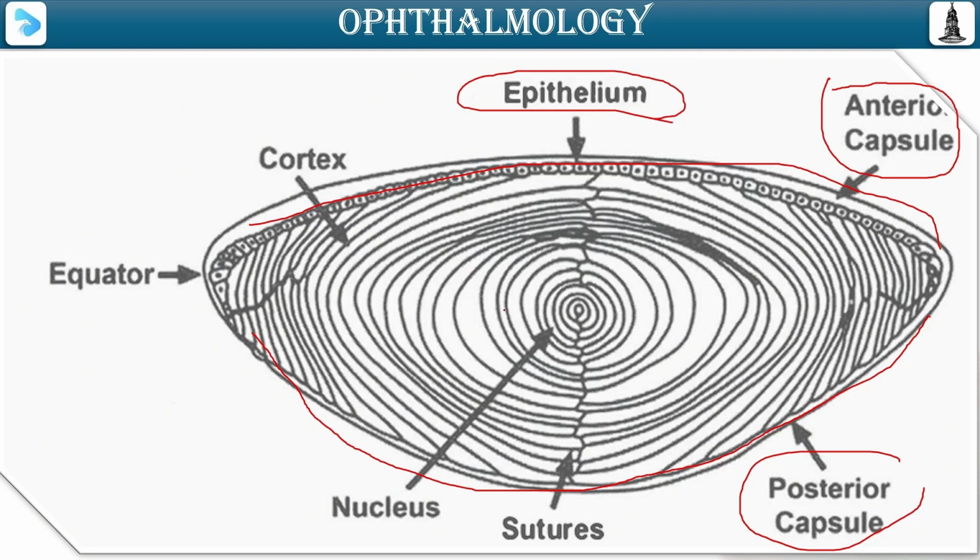Okay, we need another piece of info. This is the nucleus, and this is the cortex of the lens. These pieces of info are very important. Why? Because I want to tell you that with age, you lose the ability of accommodation. That means you lose the ability to increase your power of refraction. That means you lose the ability to see near objects.